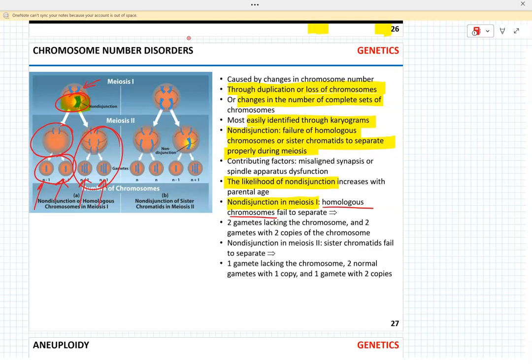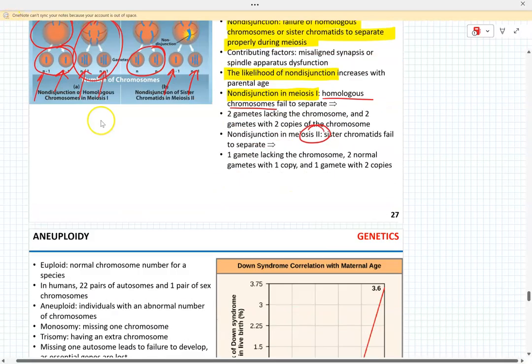Non-disjunction in meiosis 2 arises from when sister chromatids do not separate. That leads to one gamete not having a chromosome, two gametes having the normal set, and one gamete having an extra copy of one of the chromosomes.